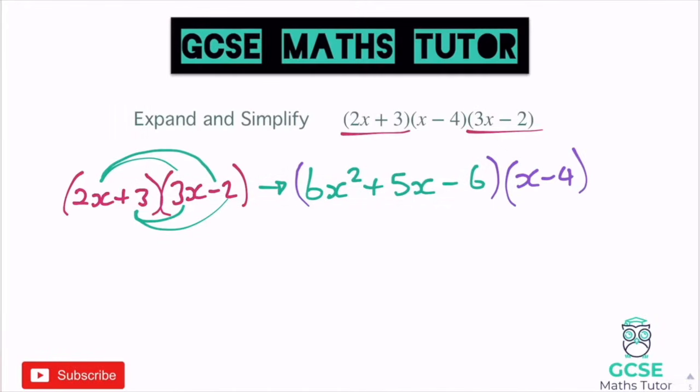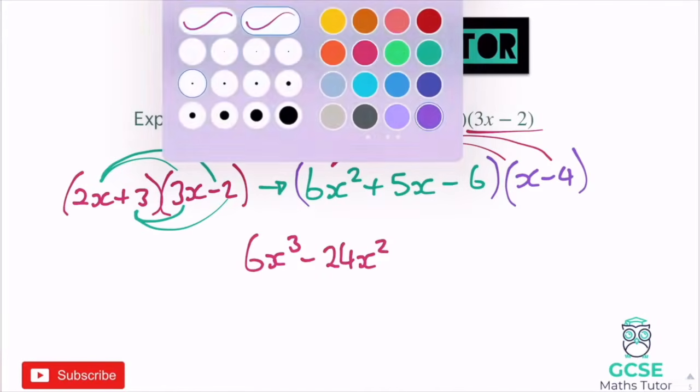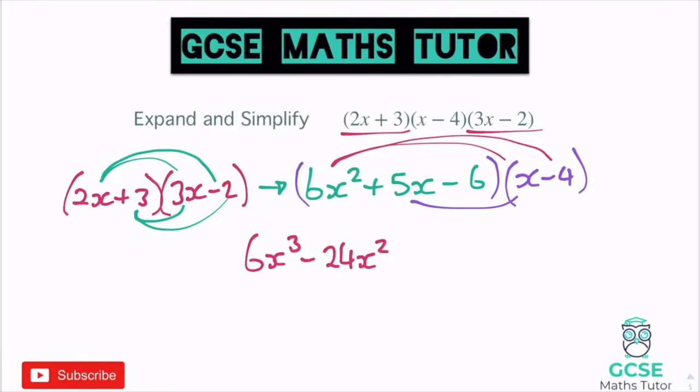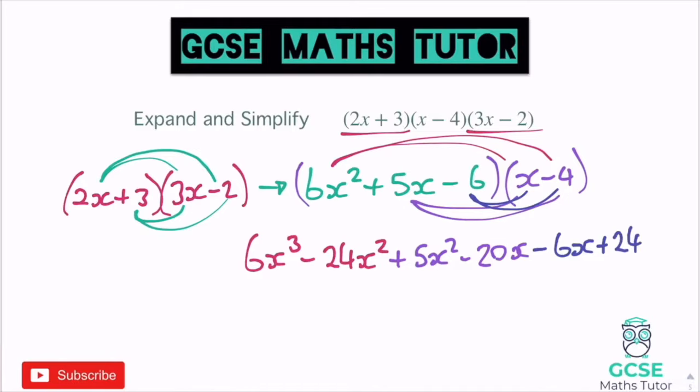So just following the same process as before, 6x squared times x gives us 6x cubed. 6x squared times negative 4 is negative 24x squared. And then moving on to the underneath, 5x times x gives us plus 5x squared. And 5x times negative 4 gives us negative 20x. And then on to the negative 6 to finish it off. Negative 6 times x is negative 6x. And negative 6 times negative 4 is positive 24, and then we just need to tidy all this up again.